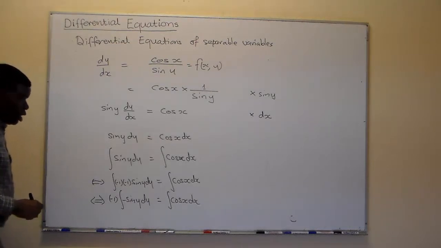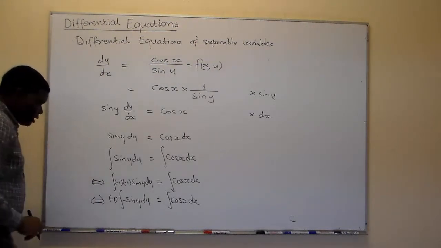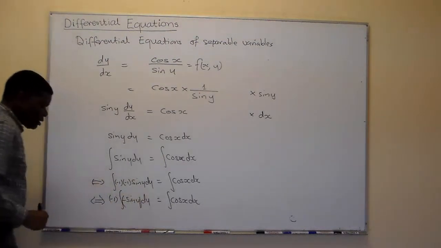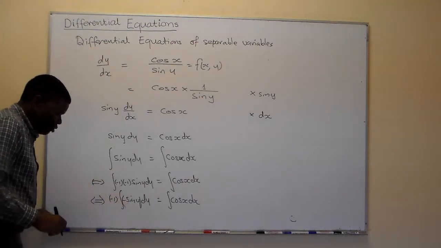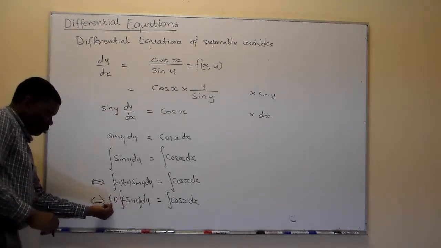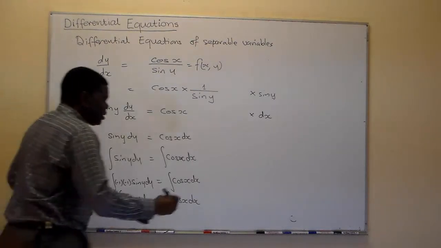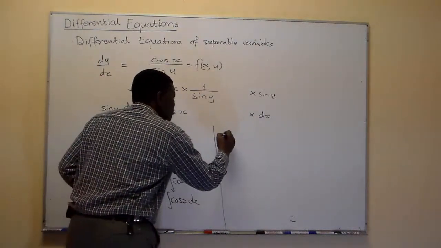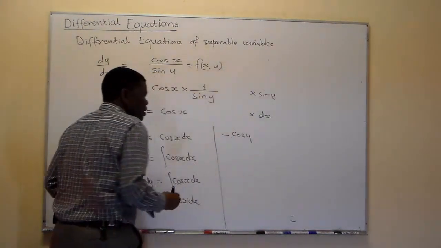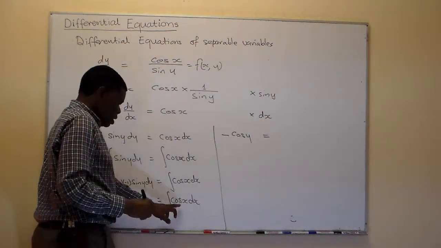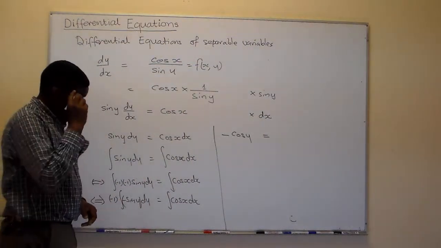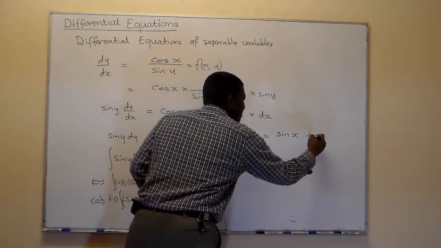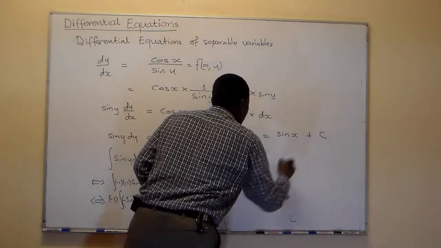So now, integrating the left-hand side, we can see that this is a derivative. Maybe this is put in brackets here. This is a derivative of cosine. Then that derivative is going to be multiplied by this constant minus 1. Then we get the left-hand side as minus cosine y equals, and the cosine we know is a derivative of sine, so this would be sine x plus a constant c.